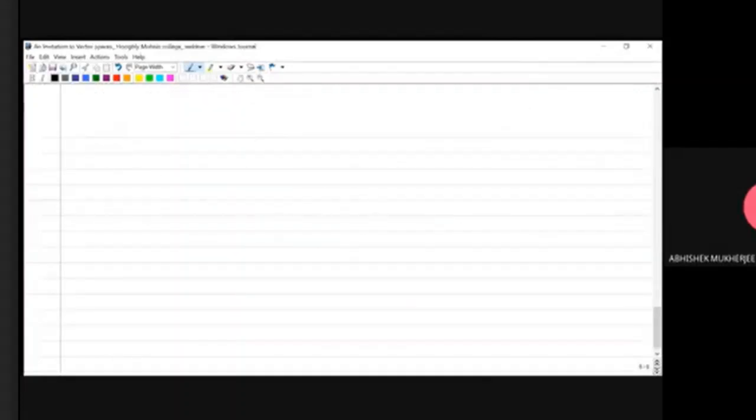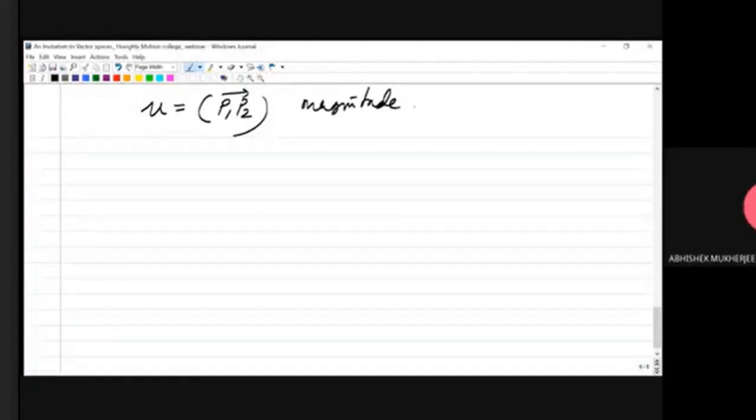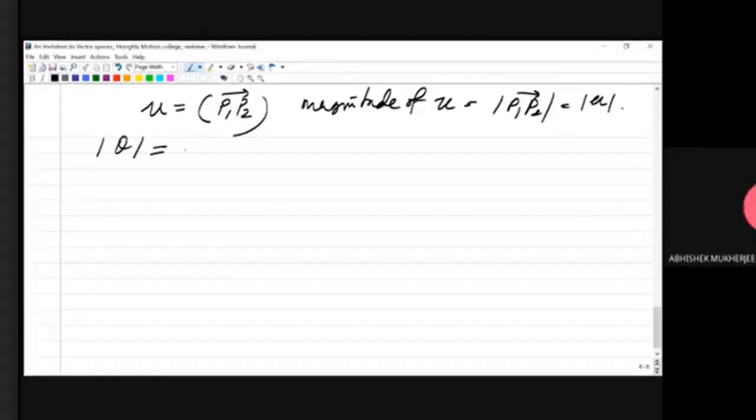Now if you consider one u, then by the equivalence relation, all the representatives will have the same magnitude. So you can define the magnitude of a vector: the magnitude of u is just taking one representative from the vector and considering its magnitude. So this is denoted by this. And for this reason, note that the magnitude of the zero vector must be zero, right?